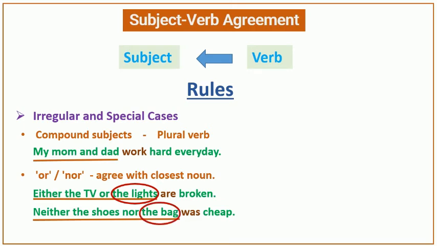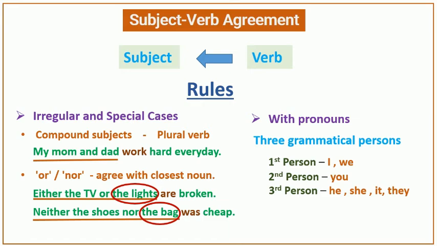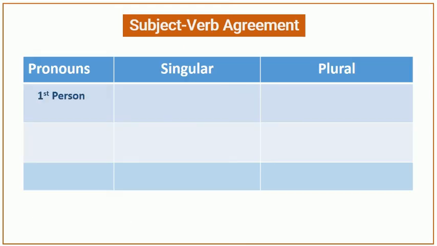Another is with pronouns. English has 3 types of grammatical persons. First person, I, we. Second person, you. And third person, he, she, it and they. I'm going to show you a chart with some examples that makes us easy to understand about different forms of verbs with different pronouns. First person pronoun, singular I play, plural we play.